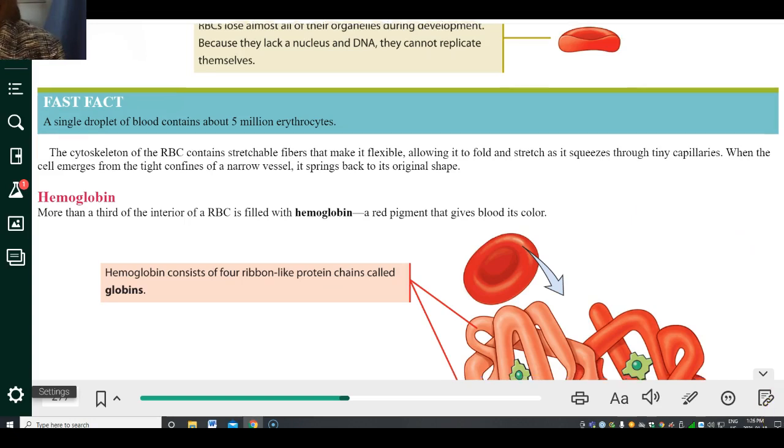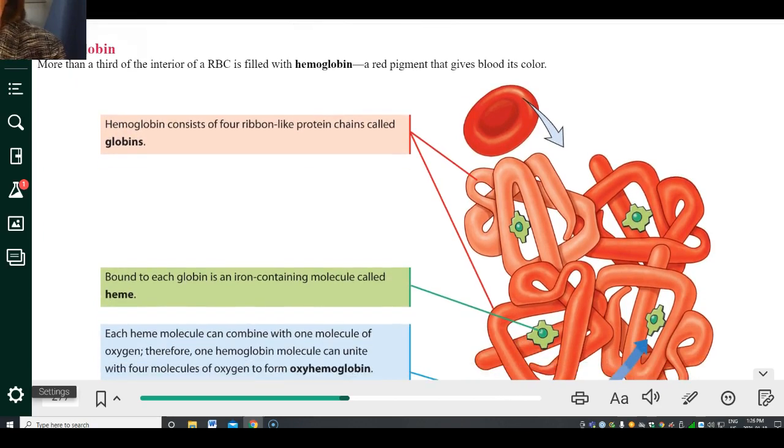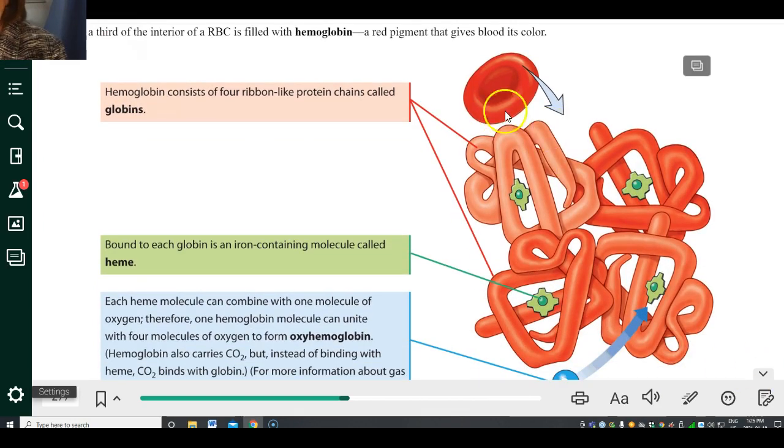The magic molecule in red blood cells is hemoglobin. And hemoglobin, if you were to magnify it, there are millions. I think there's a lot. Let's just say a lot. I don't know the exact number, but there's a lot of hemoglobin inside the red blood cell. And the heme is the iron which gives it its red pigment. So these green blobs are iron.